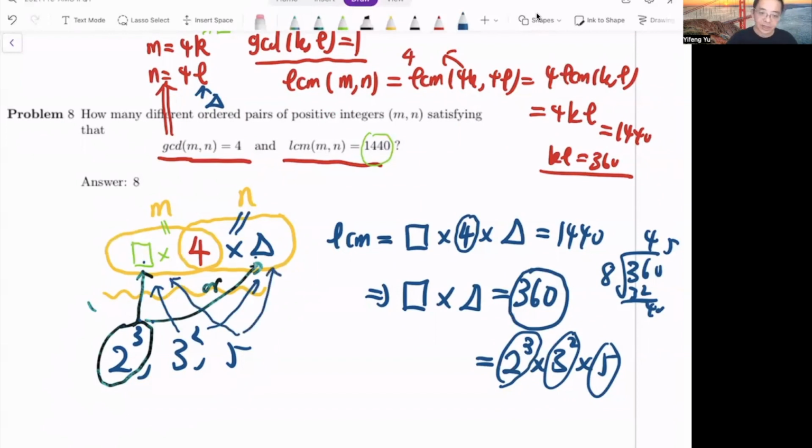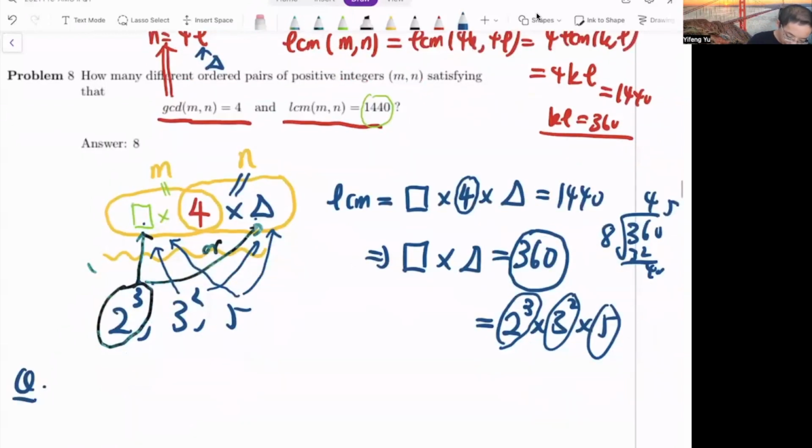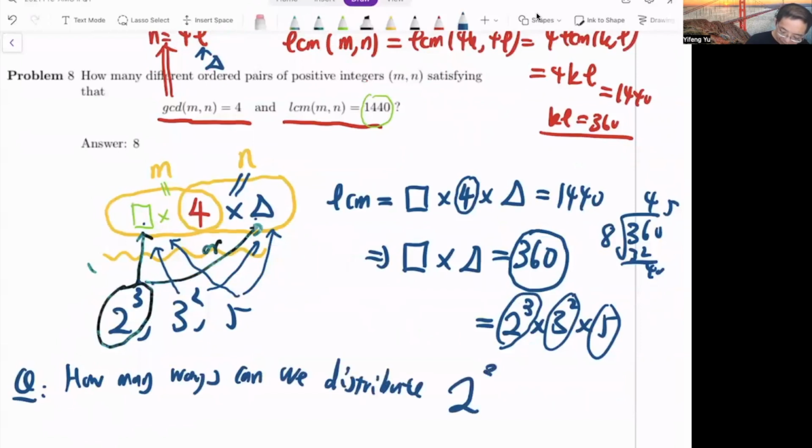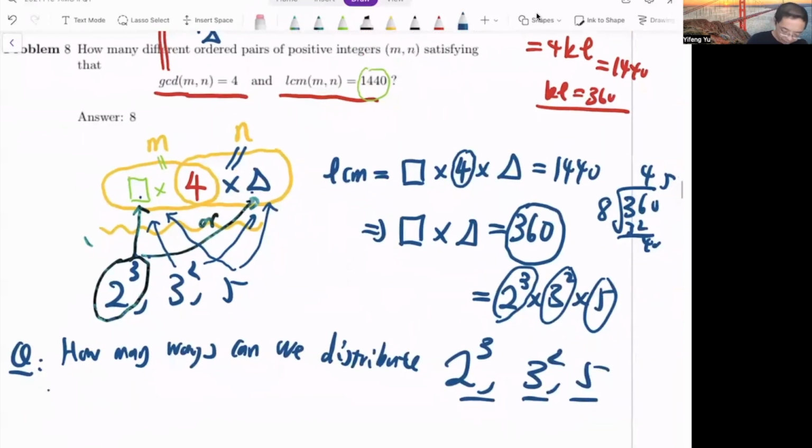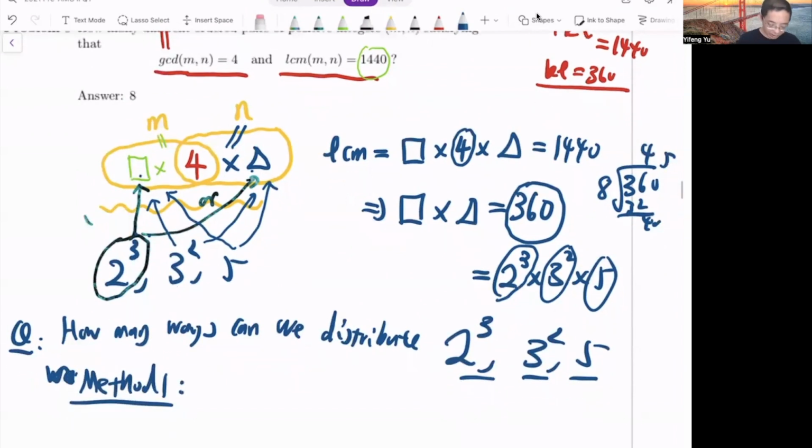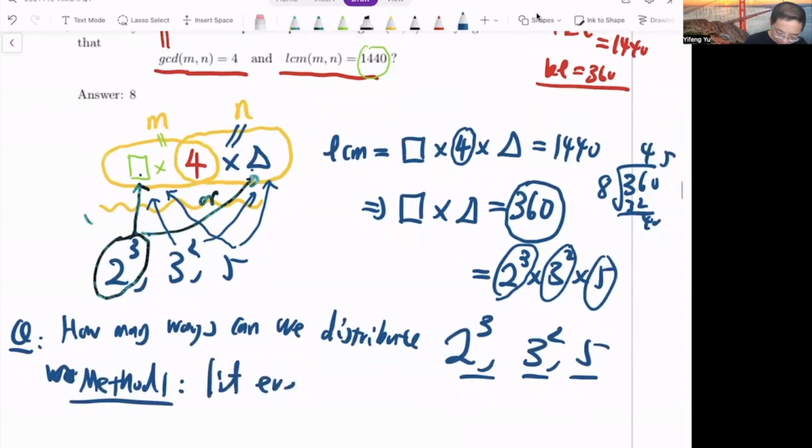Now, the question is how many different ways. The question reduces to: how many ways can we distribute these three things, 8, 9, and 5? Method 1: let's just list out all possible situations. Just list everything out. You can do it, but it is just not efficient.